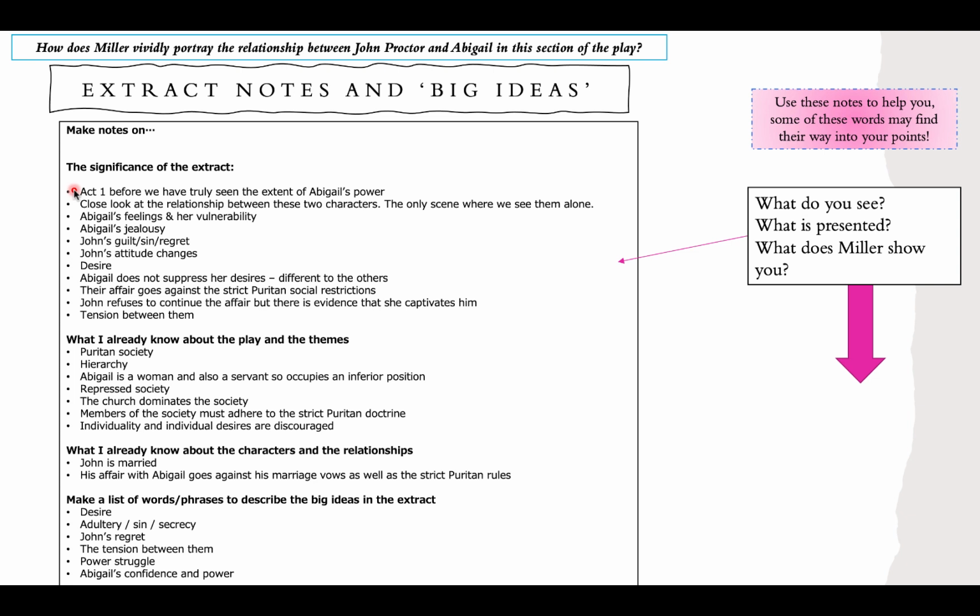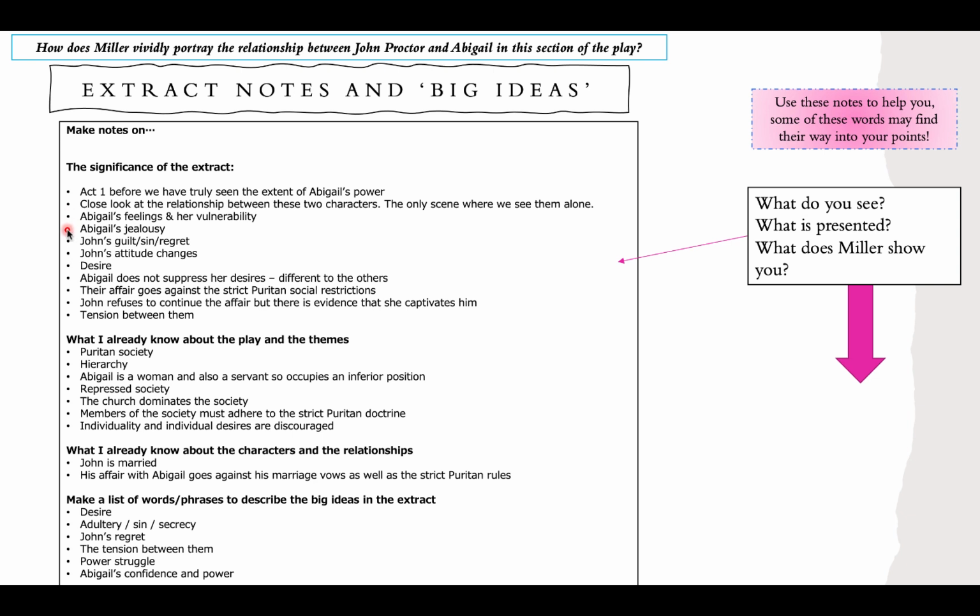Now that's important because she's incredibly powerful throughout the rest of the play. However, snippets of this power are introduced here with John. We get a close look at the relationship between the two characters. It's the only scene where we see them completely alone. We also get to see Abigail's feelings and her vulnerability. John is her weakness and her feelings for him are her weakness. And that's something quite rare in Abigail's character.